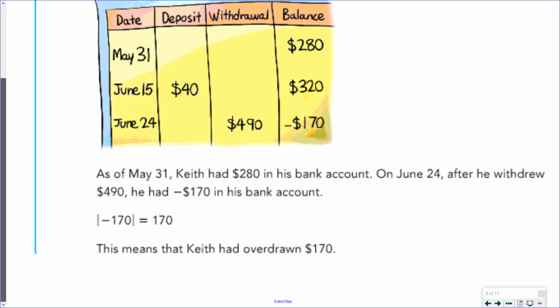So if we go through Keith's bank account here, you'll notice that on June 24th, he withdrew $490, which left him with a balance of -$170. But we wouldn't say I have -$170 in my account. You would say that you were overdrawn by $170.